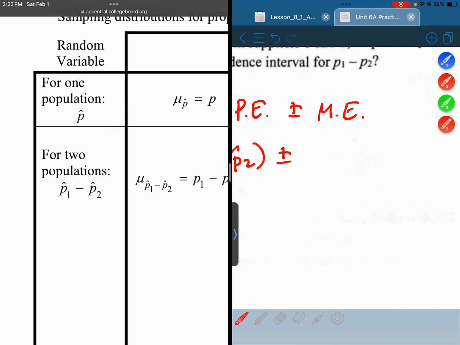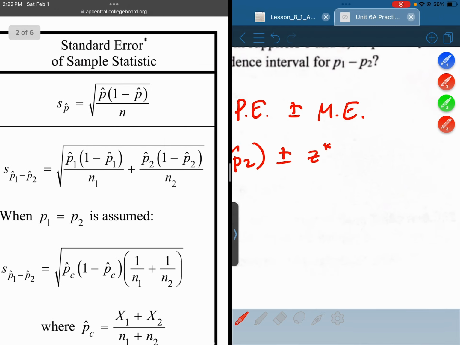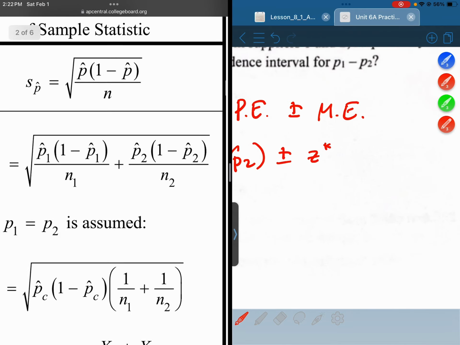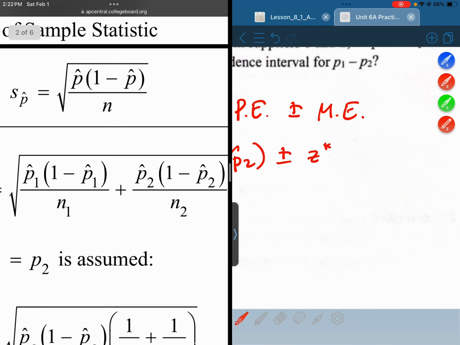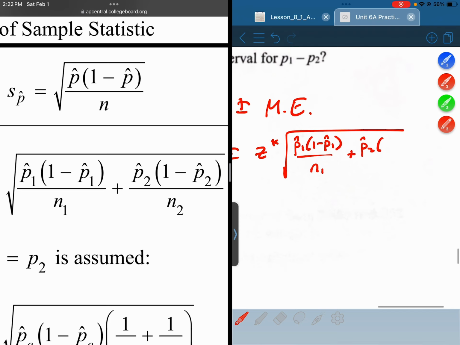The margin of error is the product of a critical value and a standard error. The critical value is a z-score. It's a special z-score. We'll look it up in a minute. The standard error, the formula is over here. So you can see I'm looking in the standard error column, at the 2 proportion case. So it's this one right here in the center of the screen. So square root P hat 1, 1 minus P hat 1 over N1 plus P hat 2, 1 minus P hat 2 over N2.